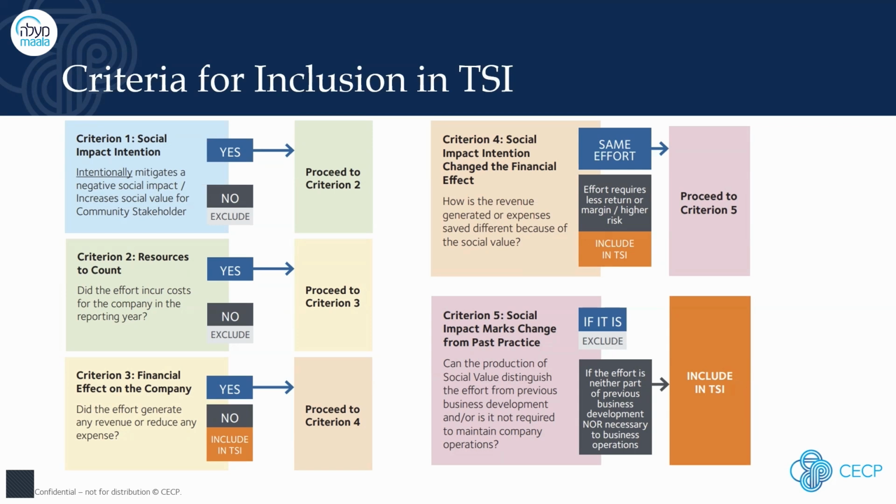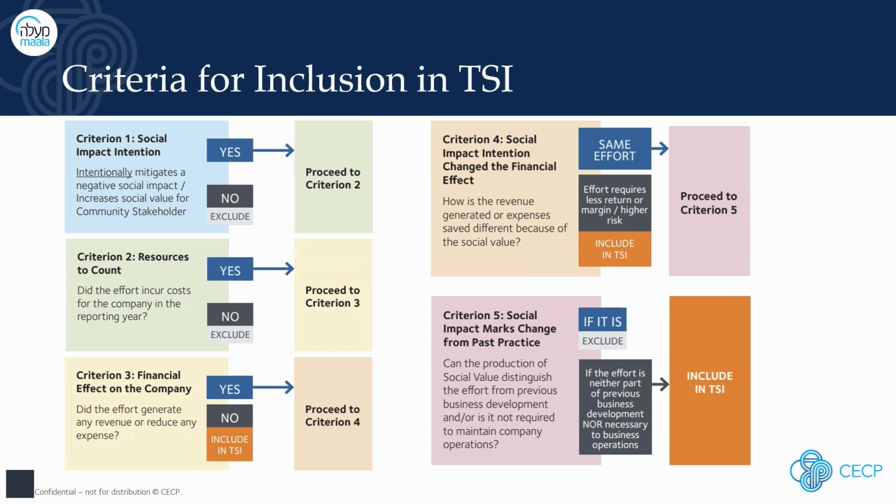And here's a handy flowchart or decision tree that can help you determine what initiatives you can include in TSI. Criterion one, social impact intention, which is if you are intentionally mitigating a negative social impact or increasing social value for a community stakeholder. That is essential for TSI. For criterion two, resources to count, you have to examine: did the effort incur costs for that company in the reporting year? That's essential.